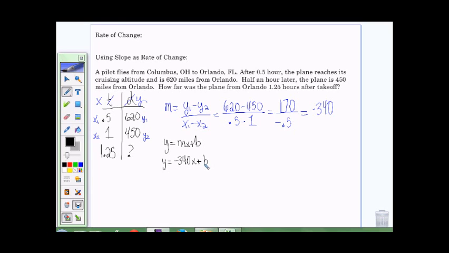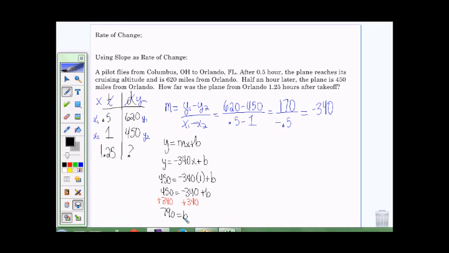Okay. So 450 is equal to negative 340 times 1 plus B. Does that make sense so far? So I found M. I had an X and a Y, so I plugged those in. So now I'm going to find B. So I get 450 is equal to negative 340 plus B. So I'm going to add 340 to both sides. So this was the original distance between Columbus and Orlando, 790 miles.